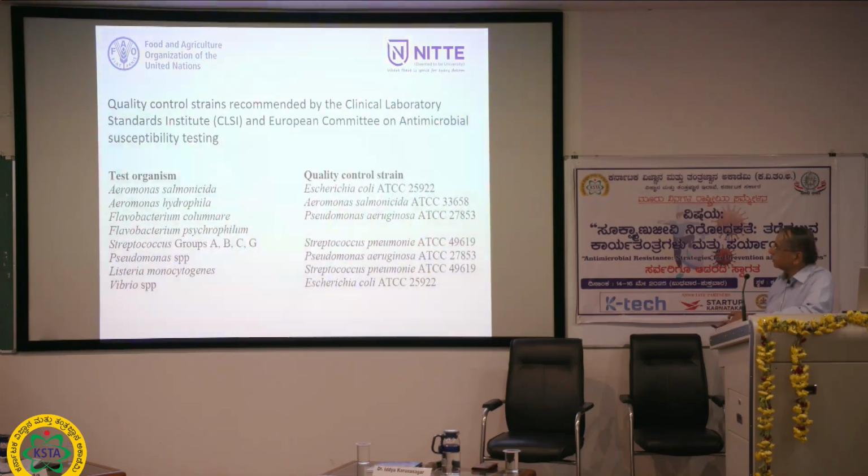Some of these are relevant for aquaculture, like Aeromonas salmonicida, then Aeromonas hydrophila, Flavobacterium columnare, Flavobacterium psychrophilum, then the Streptococcus group, Pseudomonas, Listeria. So what control strain is to be used for these is given in this CLSI guideline. So for Aeromonas salmonicida and hydrophila you have it here. So you need to use these specific organisms as a control strain to determine whether you are achieving the breakpoint and whether you are coming up with an appropriate result.